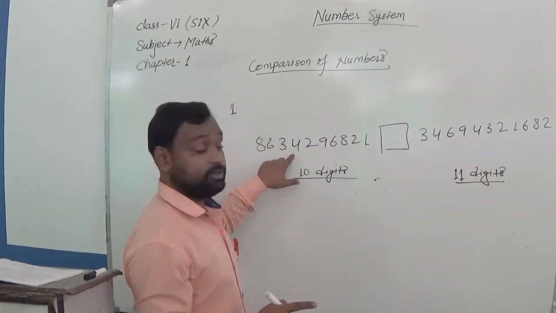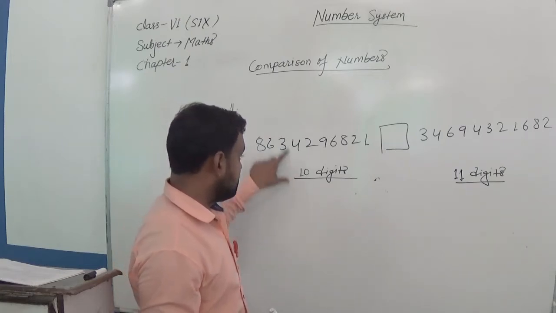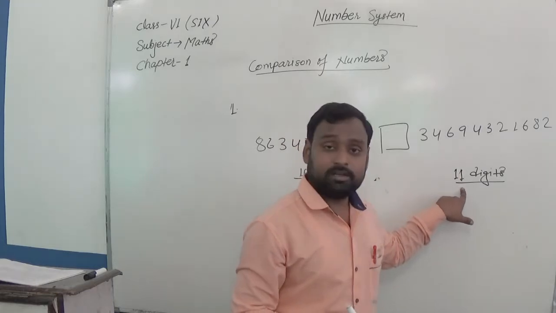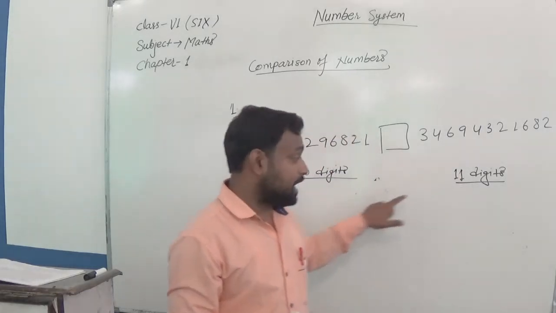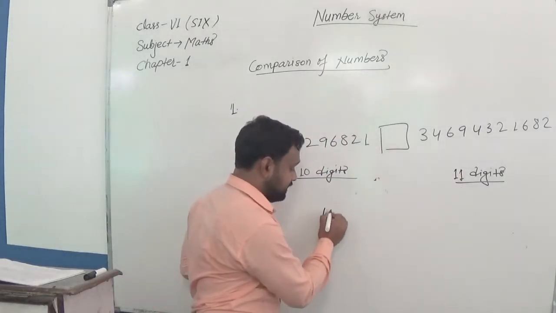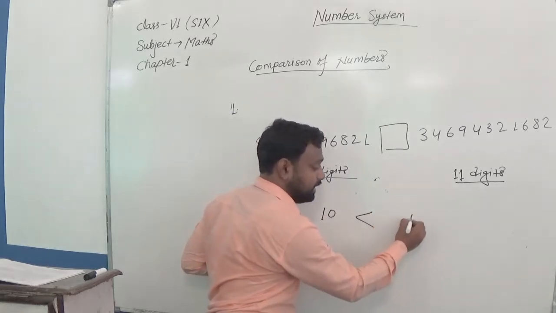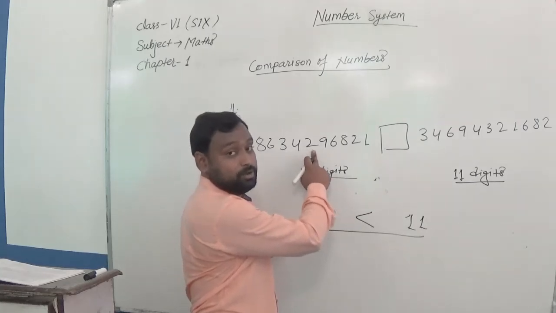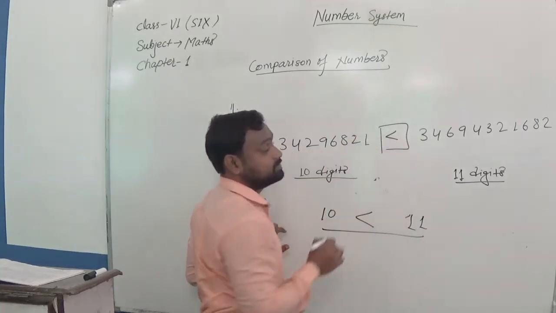Okay, what is the first rule? Go through the number of digits, count the digits. Here in this number there are 10 digits and in this number there are 11 digits. And we know very well 10 is less than 11. That's why this number will be less than this number.